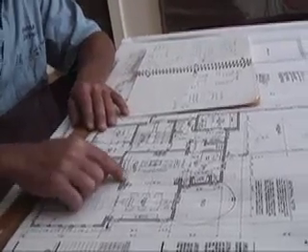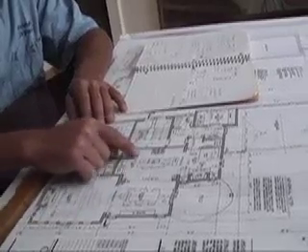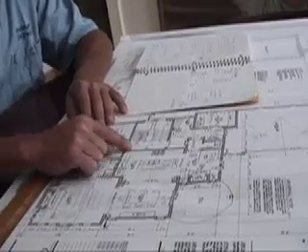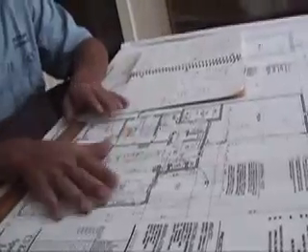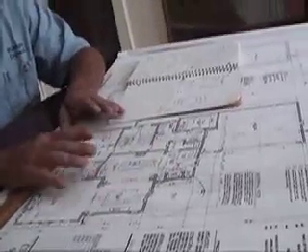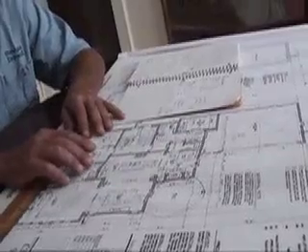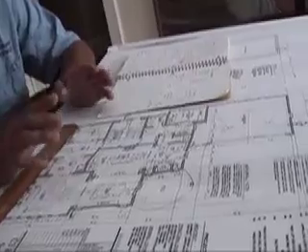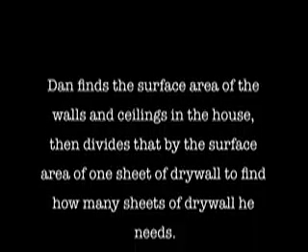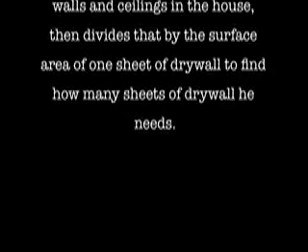And then I'll measure the interior partitions, the walls in between the rooms, and I'll multiply those by the height of the ceiling times 2, which will give me both sides of the interior partitions that I need to sheetrock. I take the total of all that and I divide that by 48 because there's 48 square feet in a sheet of rock. And that tells me how many sheets of rock I'm going to need to install in this house to cover all the walls and ceilings.